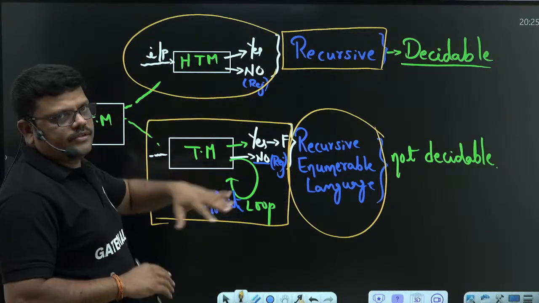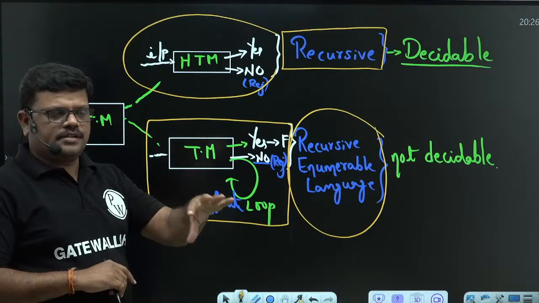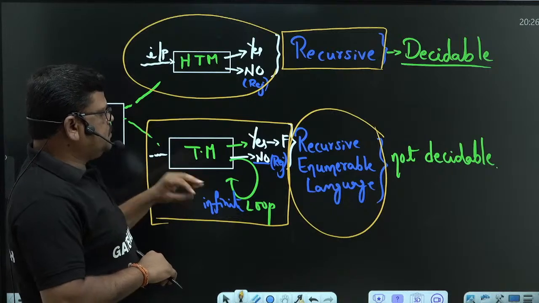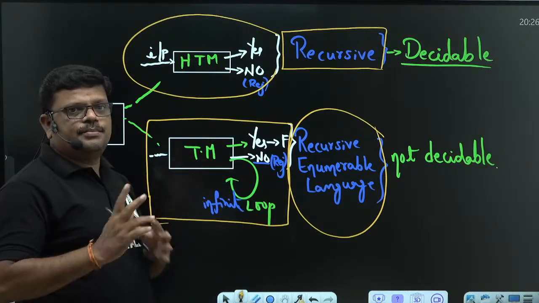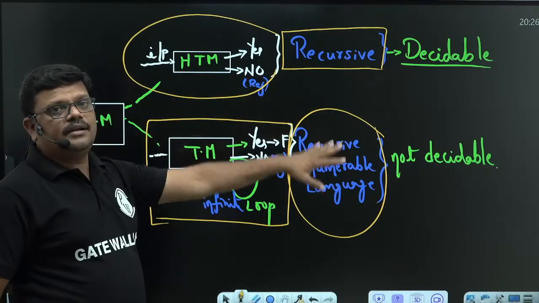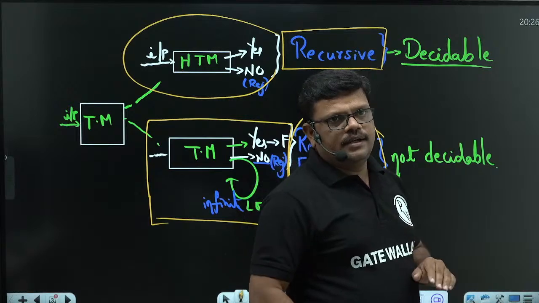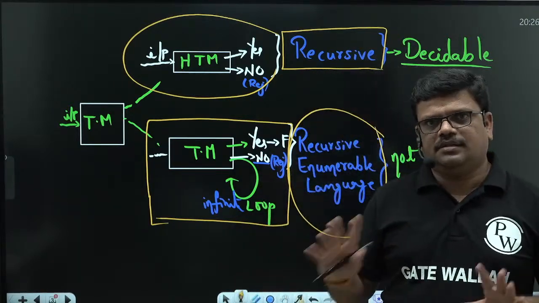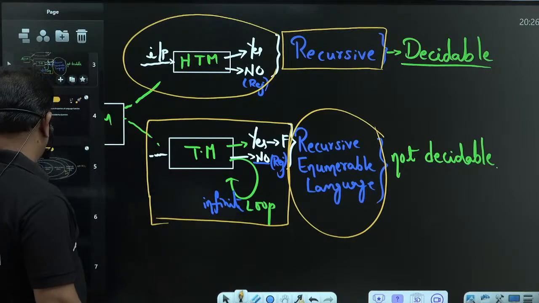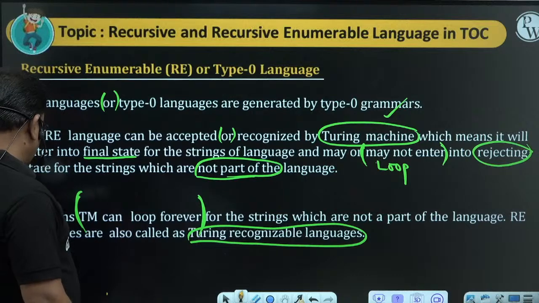What is recursive? What is recursive enumerable? Recursive is very simple. For any language, if you construct a Turing machine that will always halt, it is recursive. Recursive enumerable is for which there exists a Turing machine which may or may not halt. That's all. So a recursive language is also called decidable, Turing decidable language. Recursive enumerable is also called Turing recognizable but not decidable. So this is about recursive enumerable and recursive languages.